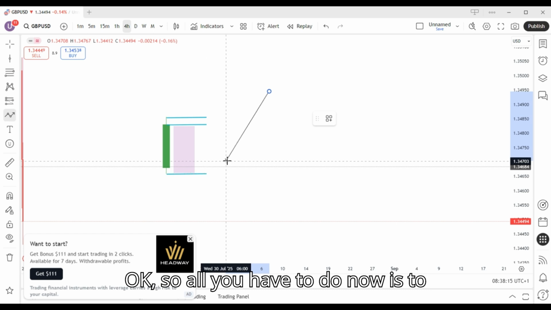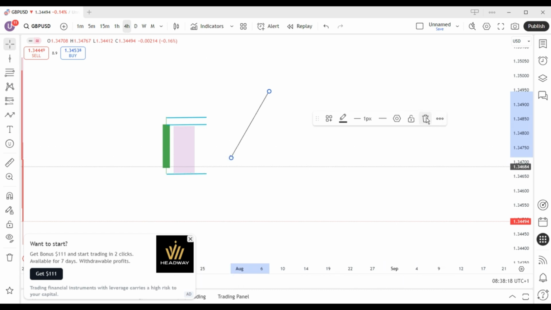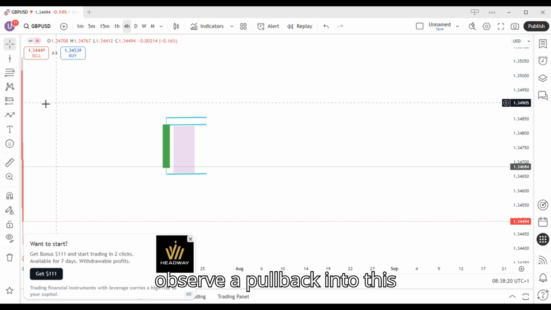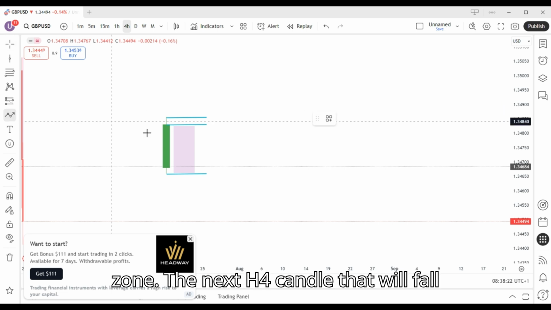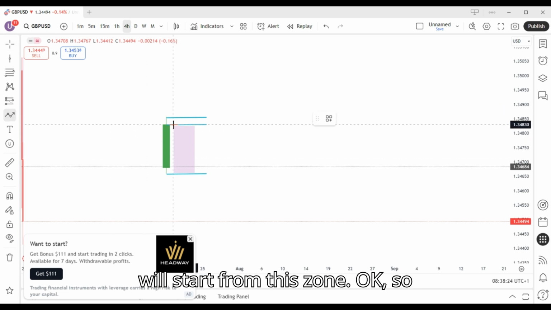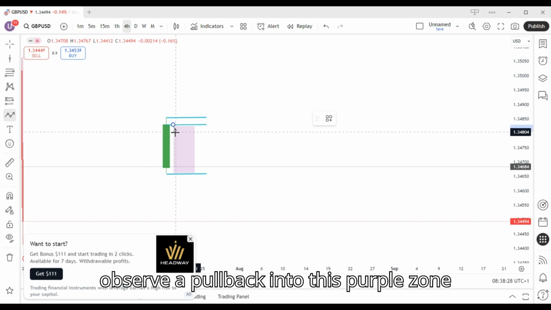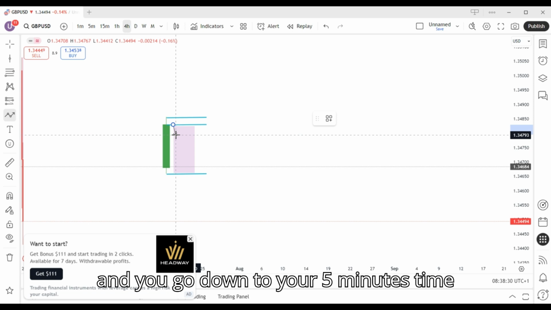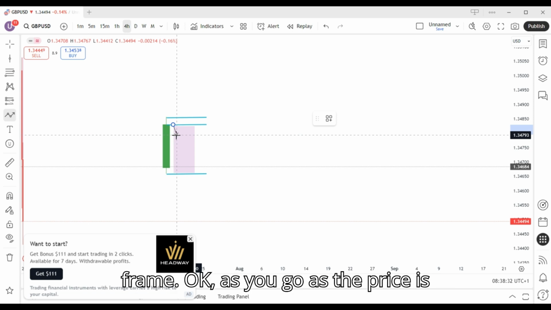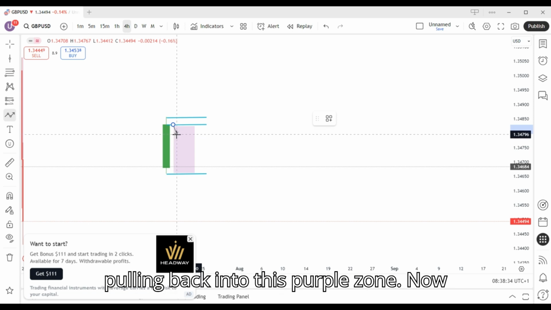Okay, so all you have to do now is to observe a pullback into this zone. The next H4 candle that will form will start from this zone. So observe a pullback into this purple zone and go down to your 5 minutes time frame, as the price is pulling back into this purple zone.